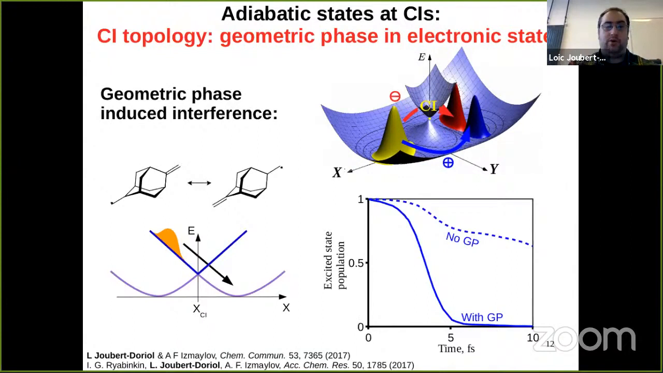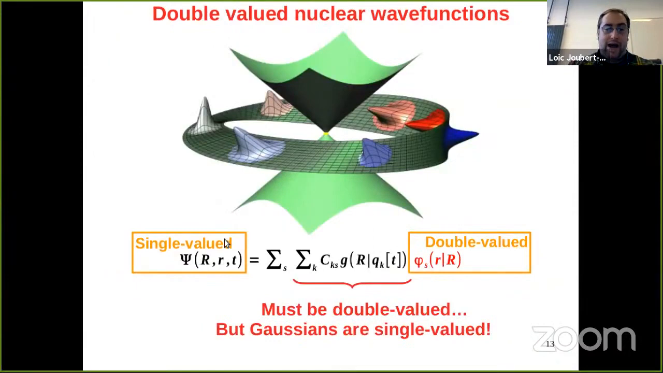And the problem here is that with our ansatz for the total wave function, the nuclear part is built as a linear combination of Gaussians, and these Gaussians are single-valued functions. There is a way to reintroduce the double-valuedness, but the price is that you would need to build some models for the system, and usually you want to avoid that for on-the-fly dynamics. So really, here is another necessary approximation that you cannot really control.